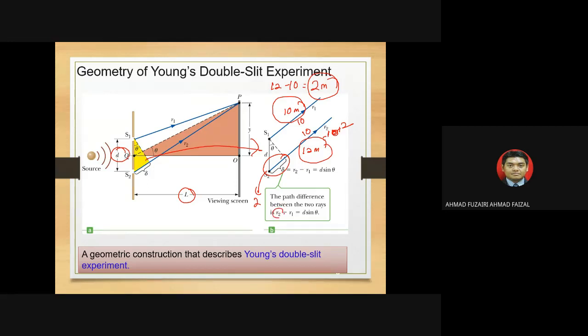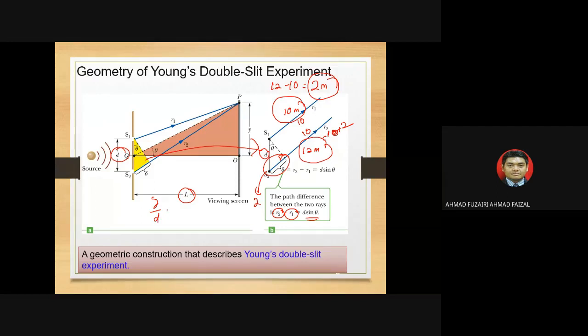So how to get it? R2 minus R1 is equivalent to d sine theta. How do we get the d sine theta? From the simple trigonometry function. So this is the theta, and d should be the hypotenuse. So the delta is equivalent to d sine theta, or delta over d is equivalent to sine theta.